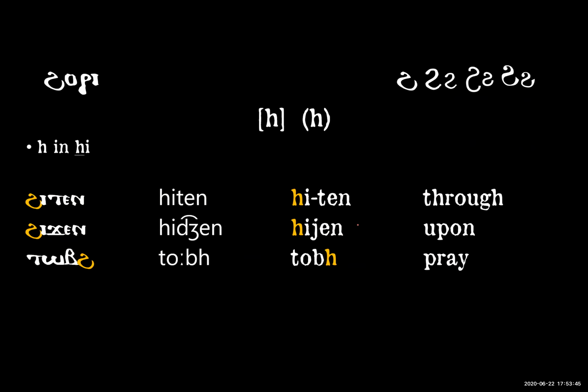Now we have this letter, hori. If it looks like a backwards S, it always makes an H sound. So we have hiten, hijen, tob. So something hard with Coptic is sometimes we have words just ending with an H, which is not common in English to have a consonant in H, but in Coptic it's a normal thing. So tob.